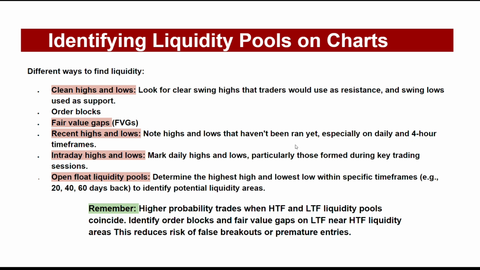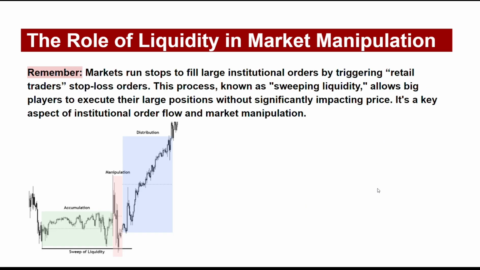Let's go into the actual application of it. So we have to remember that higher probability trades come when the high time frame and low time frame liquidity pools coincide. They come together. So we need to identify order blocks and fair value gaps on the low time frame near the high time frame liquidity. This reduces the risk of false breakouts or premature entries, because no matter if you're an ICT trader or any sort of trader, there's going to be false breakouts and premature entries. ICT traders don't guarantee that this doesn't happen.